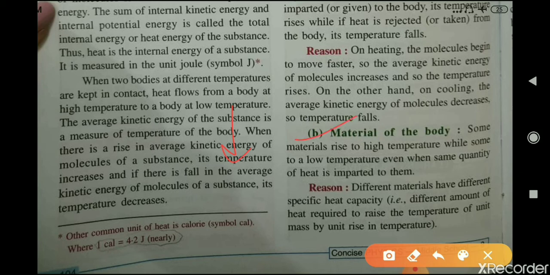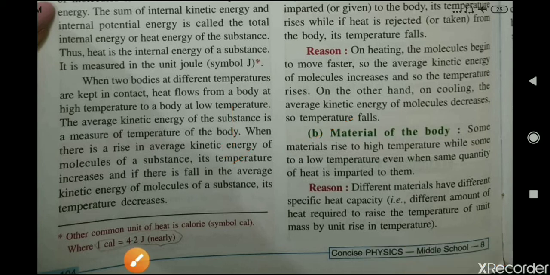Now, second is the material of the body. Some materials rise to a high temperature, while some rise to a low temperature, even when the same quantity of heat is imparted to them. Even though the same amount of heat is imparted to bodies made up of two different materials, in some cases the temperature rises to a higher point than in a body made of some other material, where the same amount of heat energy raises the temperature to a lower level.